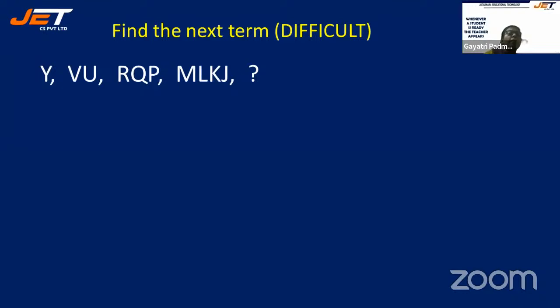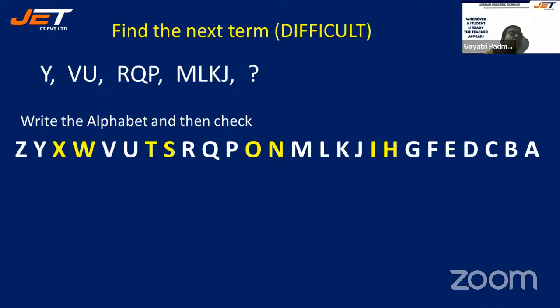We have Y, VU, RQP, MLKJ. So by seeing this itself, it's easy to see that there is some technicality in this, which means that you have to use the alphabets both forward and backward. All right. Now let's use the alphabets forward and backward. See here. First, I have written the alphabets backward. Is it Y, X, W, V, U, and all that? Okay. Right.